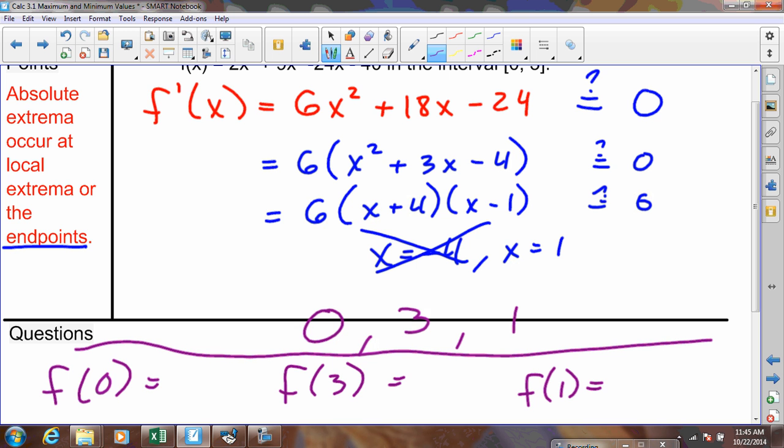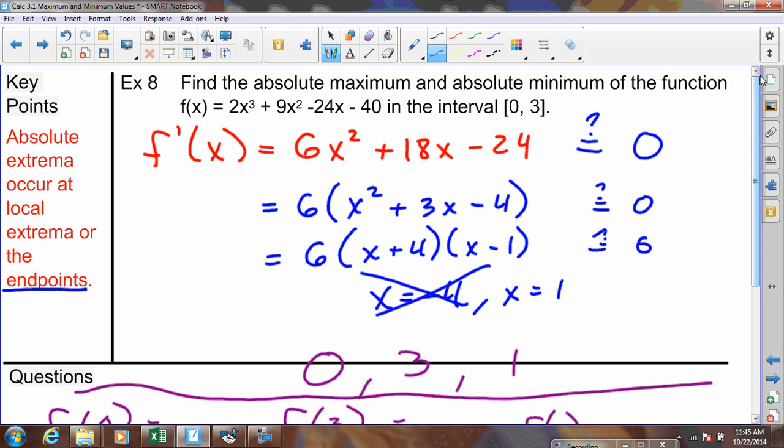So how do you want to do them? We'll just do some substitution. You're absolutely right, sir. 0 is the easiest one. I'm not going to bother using a calculator for that. 0 plus 0 minus 0 minus 40. That's negative 40.